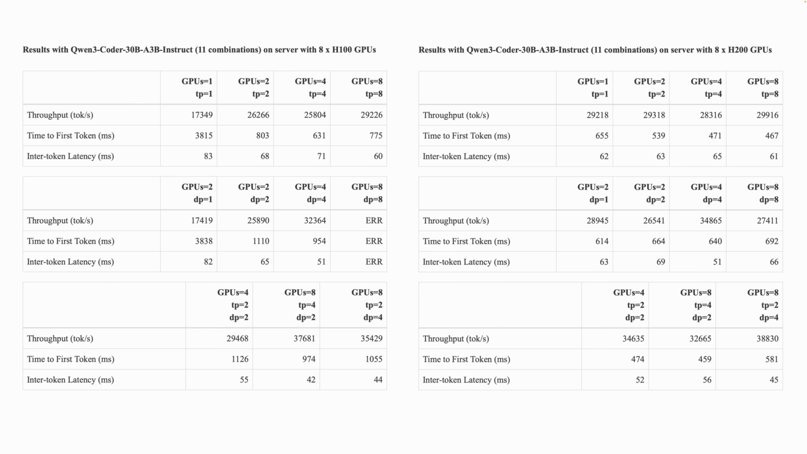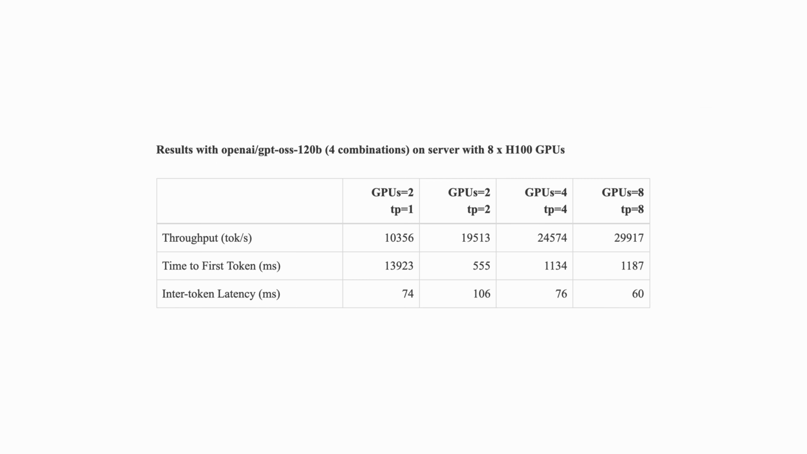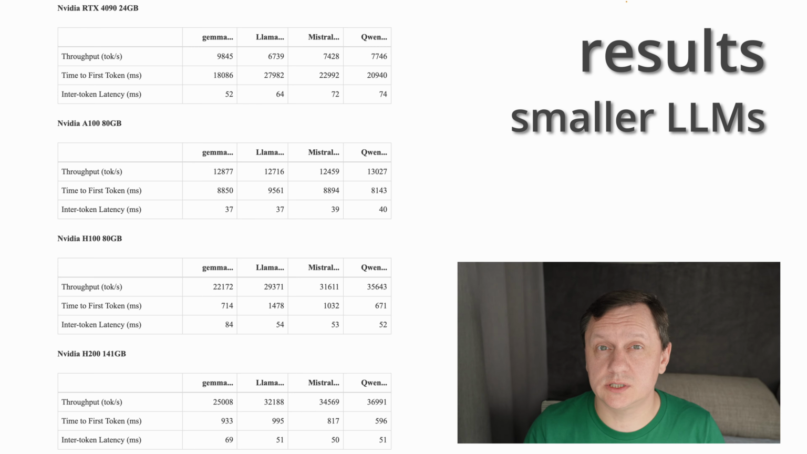When I benchmarked Qwen 3 Coder on H200 cards, it performed much better on a single GPU, but it was not scaling performance when I was increasing tensor parallel or data parallel. As a bonus, I benchmarked the model from OpenAI, just released, GPT OSS 120 billion parameters, and these are the results from H100. I think I need to make some conclusions.